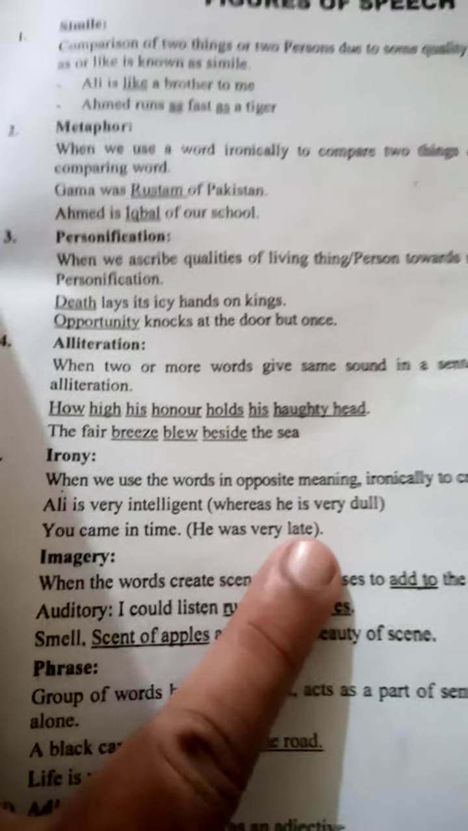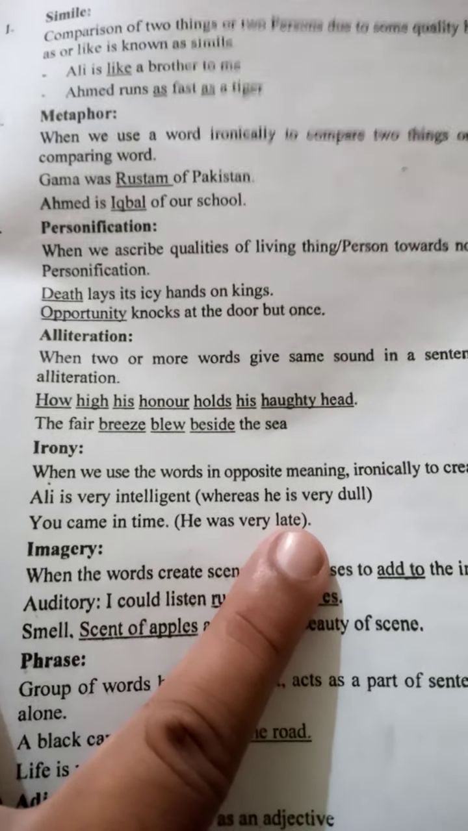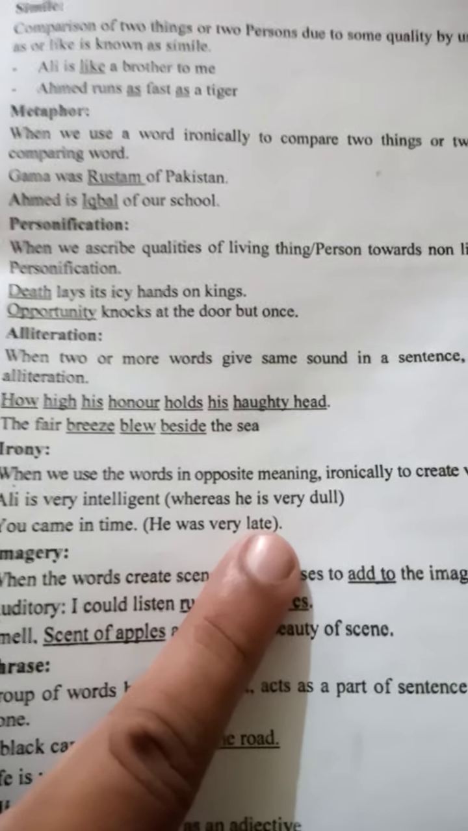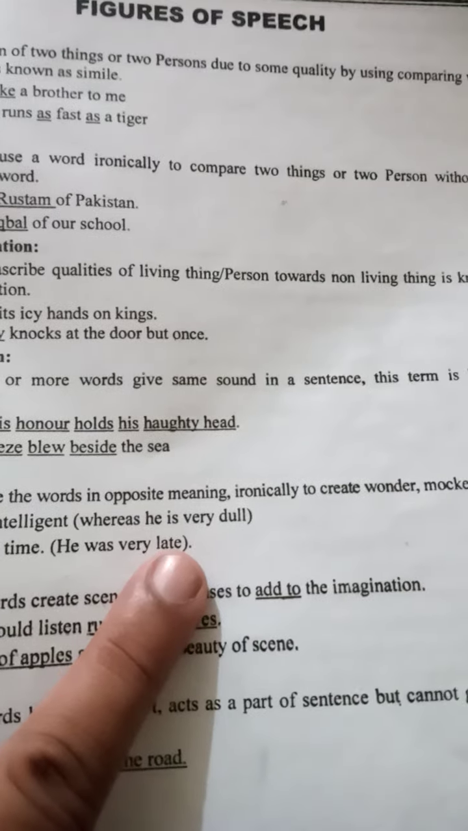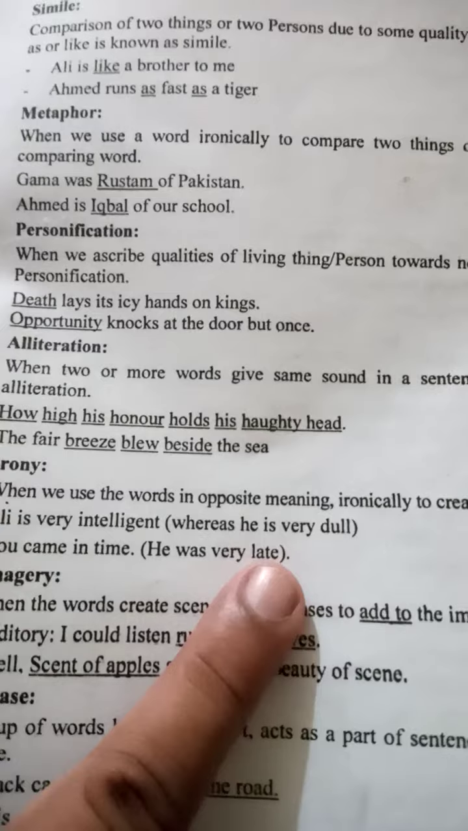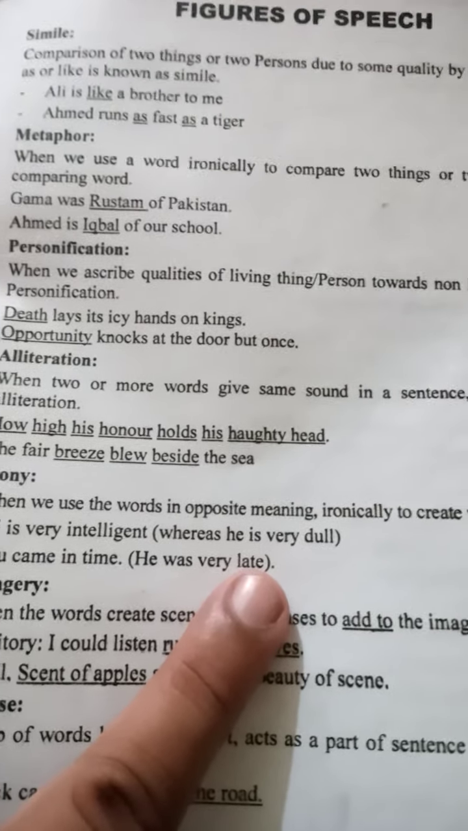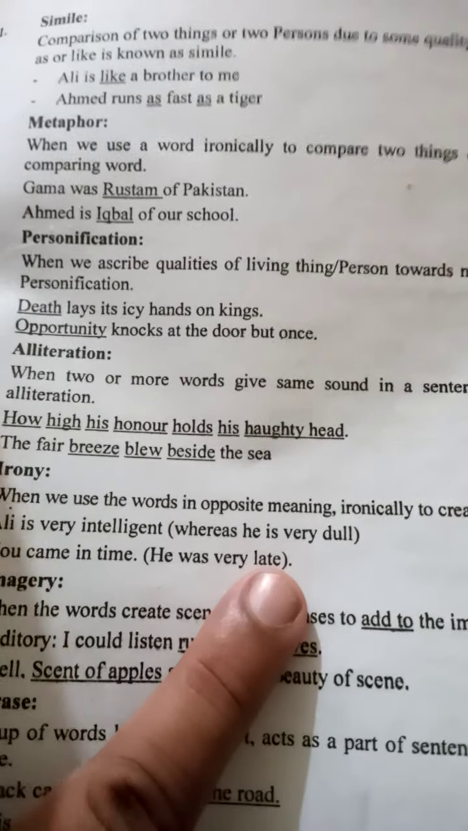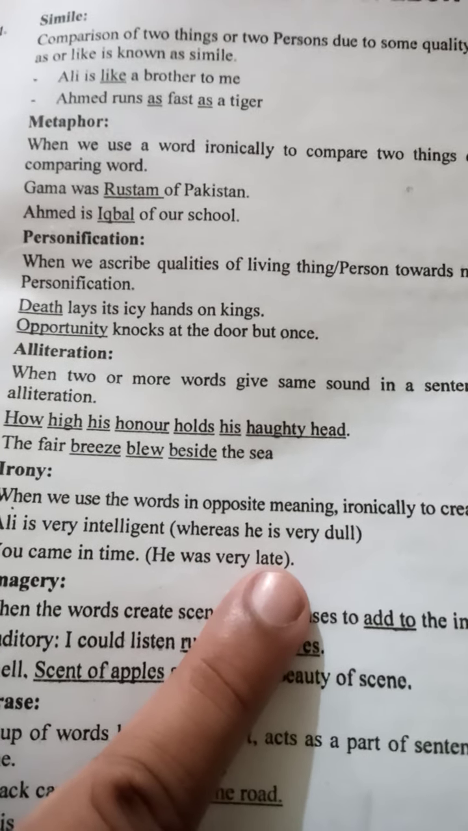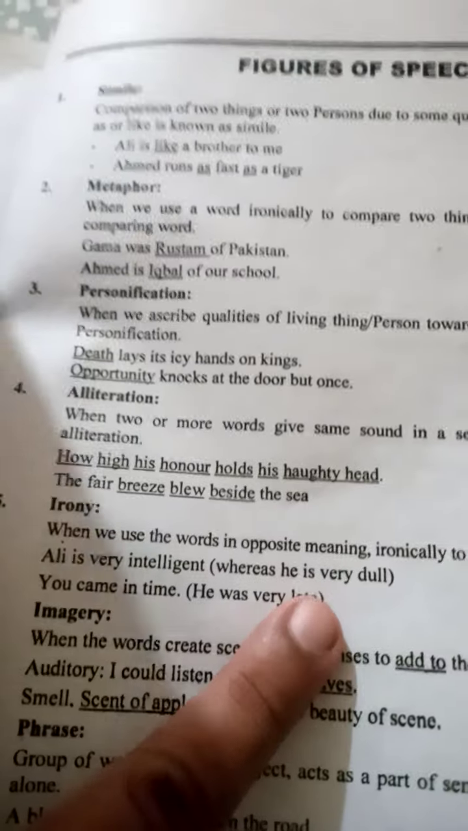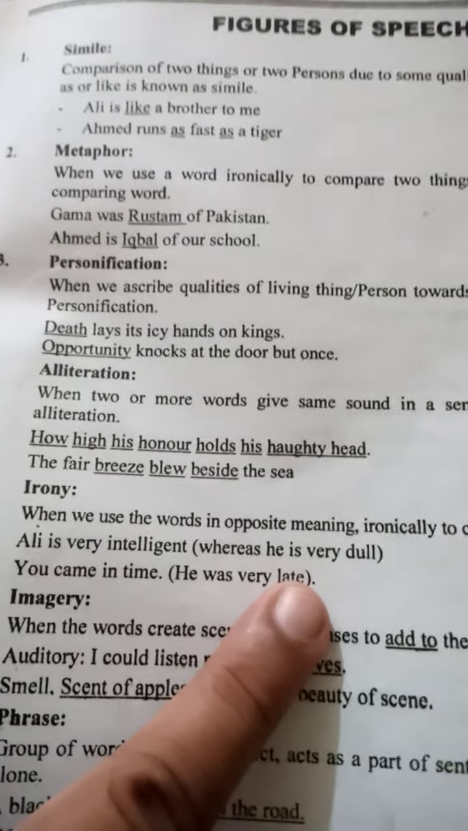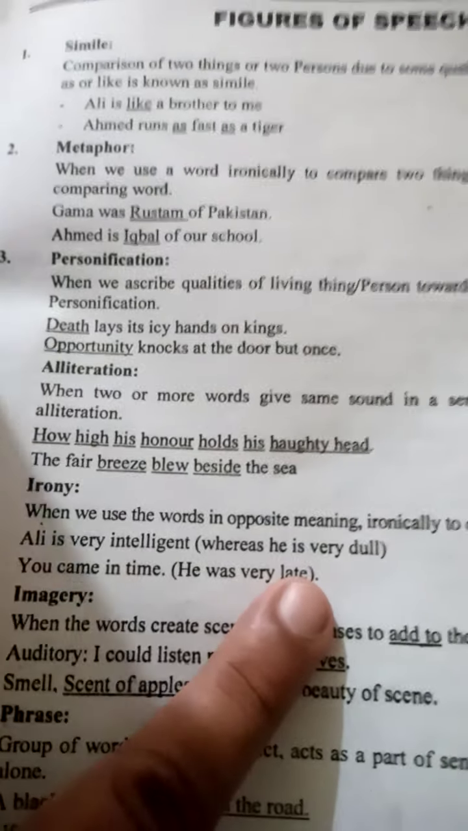So third is personification. When we describe qualities of living things, person towards non-living things is known as personification. Death lays its icy hands on kings. Opportunity knocks at the door, but once the flowers were dancing in the breeze. So students, जब हम non-living things को living things की qualities देते हैं, then it is known as personification, to personify.